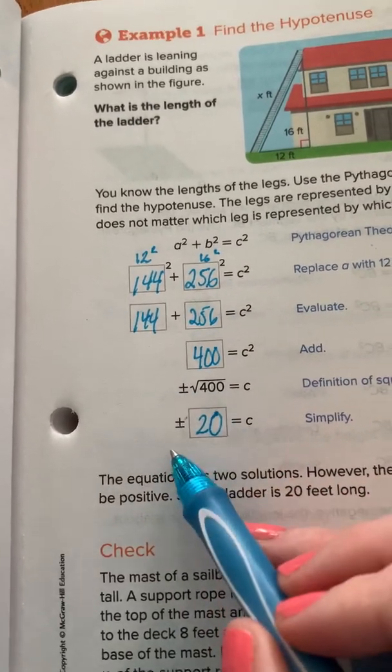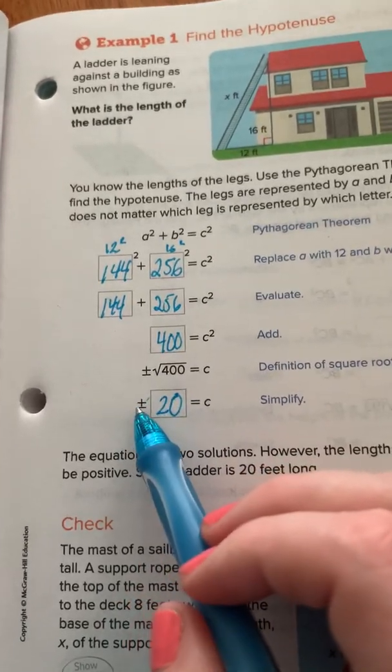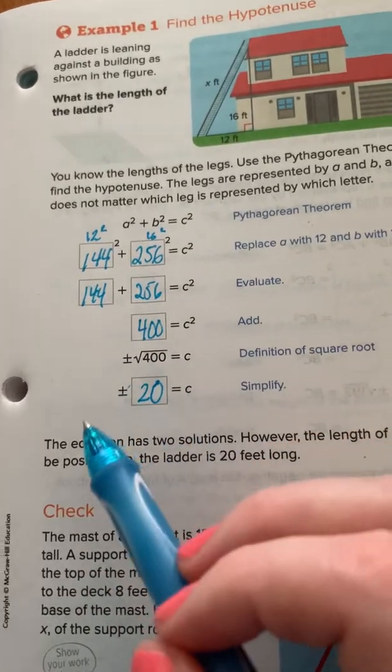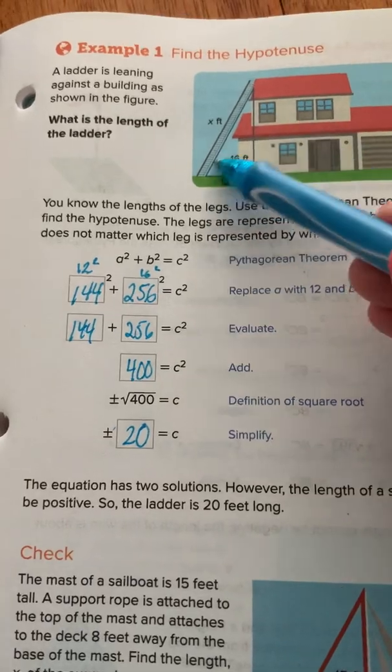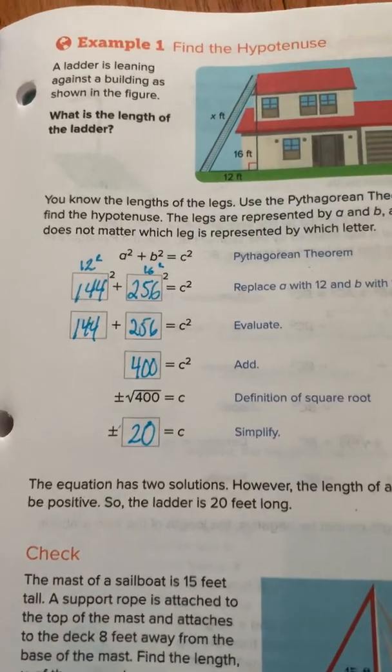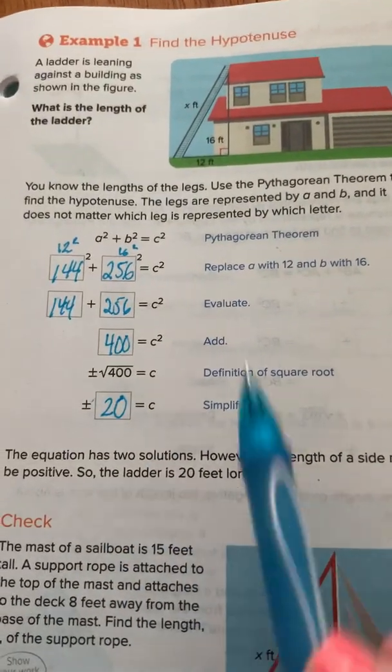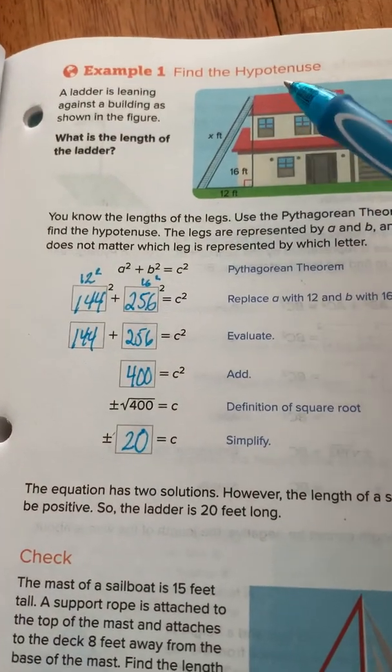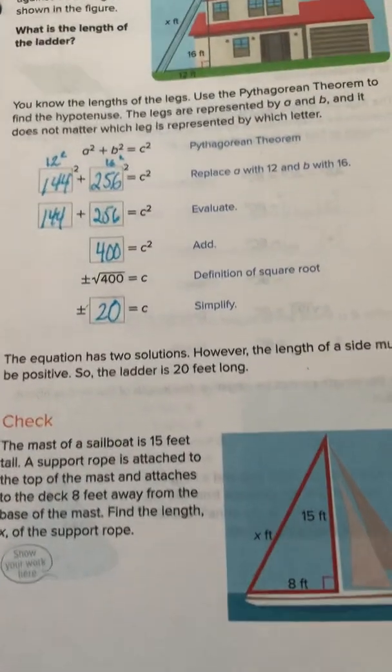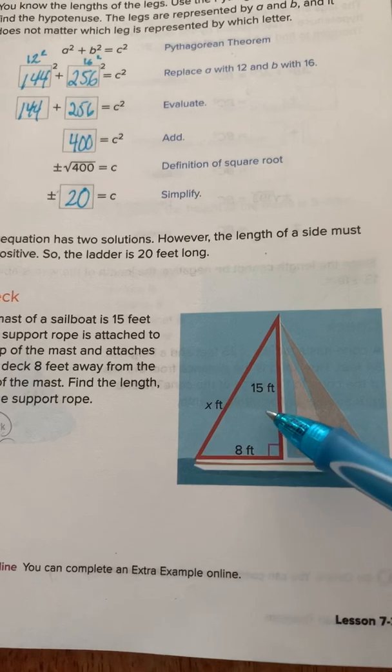They put that plus and minus because in some instances there could be a negative. There's no way this is going to be a negative. It's going upward to a house. So the ladder would be needing to be 20 feet long. Okay. Over here, I'm not going to do the whole thing.